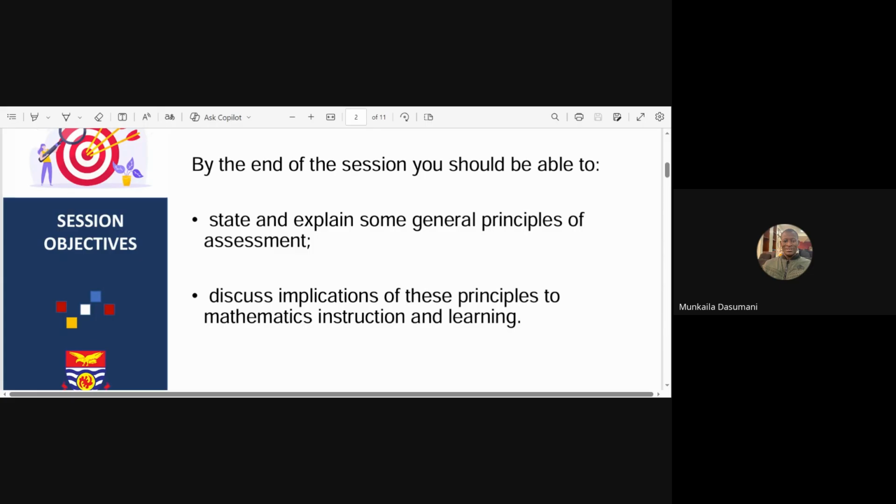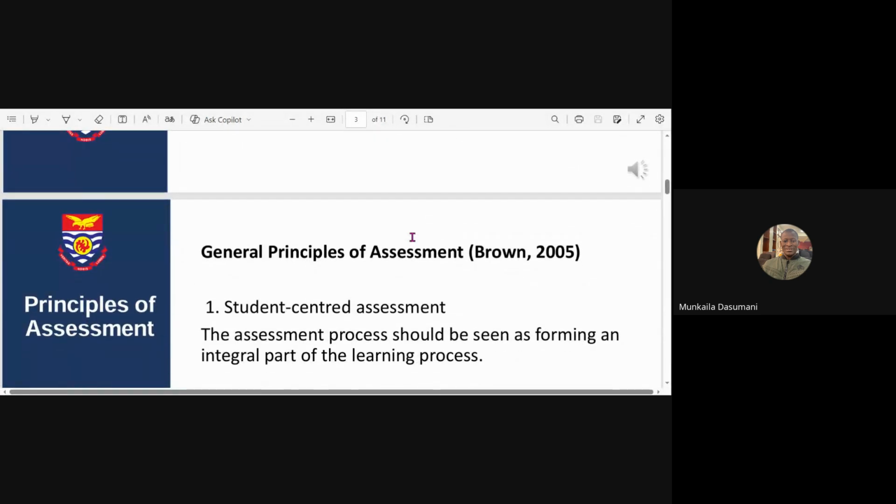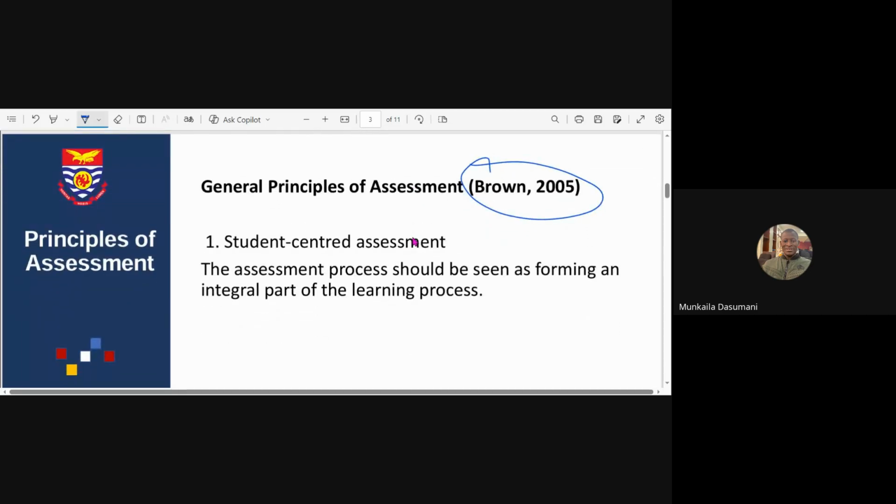Okay. Having said that, let's look at, oh, sorry, I am here. Yeah. So I've talked about objectives, so we go to the general principles of assessment. That's according to Brown, 2005, this recent one, Brown. So the first one is student-centered assessment. The assessment process should be seen as forming an integral part of the learning process. So that is the first one, student-centered. It forms an integral part of the learning process.